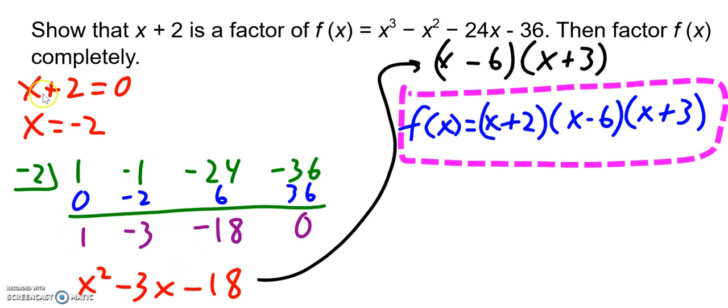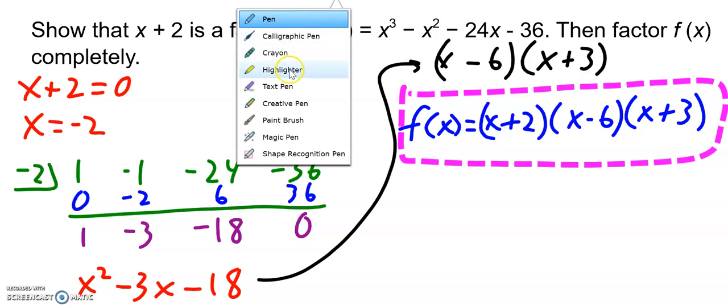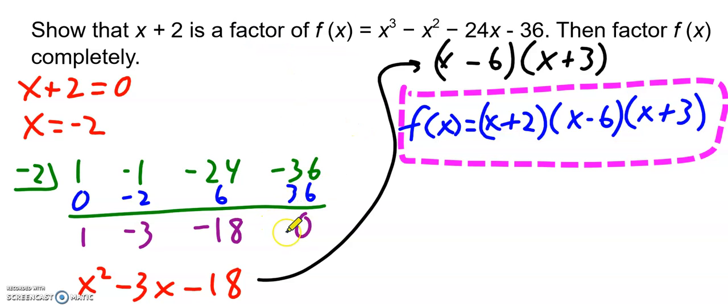All right, so the first thing I did, I showed that x plus 2 is a factor of this polynomial. So x plus 2 equals 0, get x equals negative 2, put that in the corner, take my coefficients, 1, negative 1, negative 24, negative 36, do my synthetic division, and I get 0 as a remainder. So that is showing that x plus 2 is a factor.